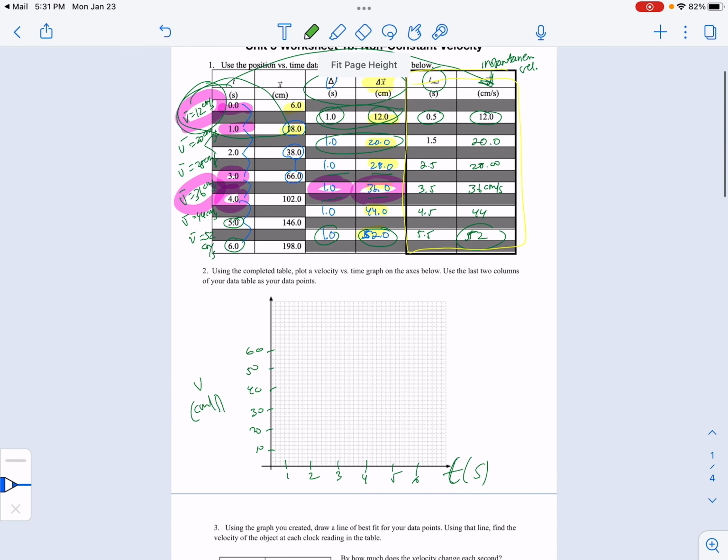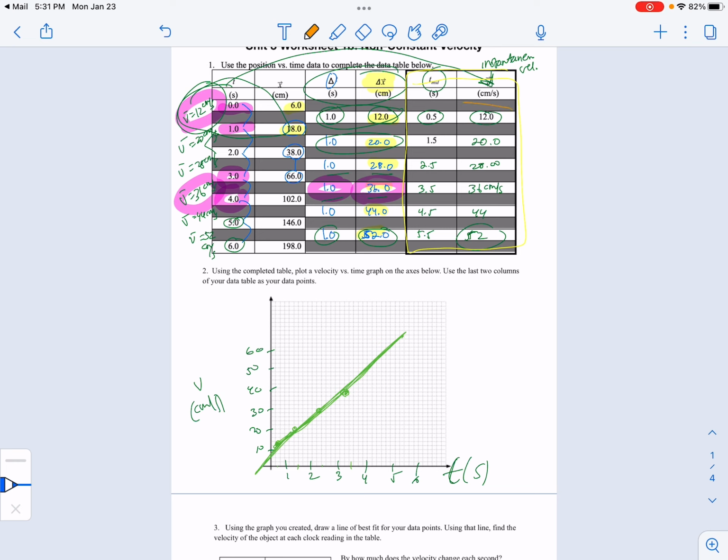I want to go at half a second, which was 12, 1.5 was 20, 2.5 was 28, 3.5 was 36, and so on. It's going to make a line, and I can continue that line until I find the y-intercept.